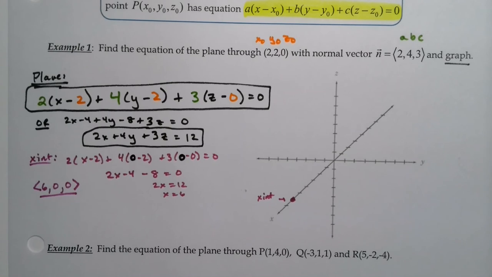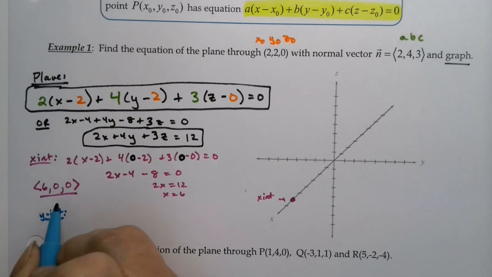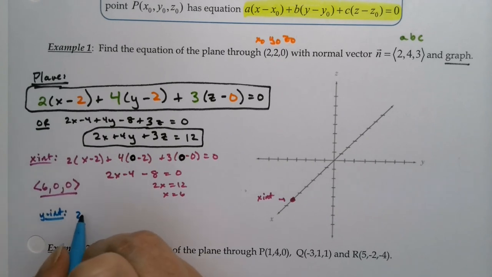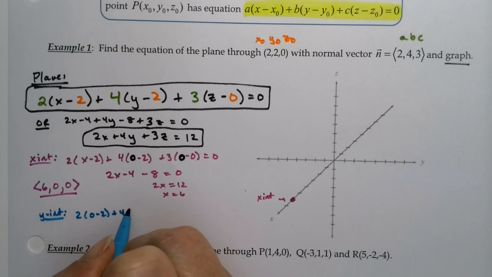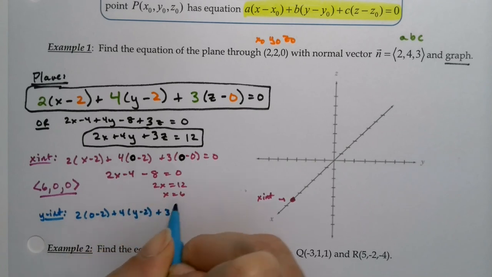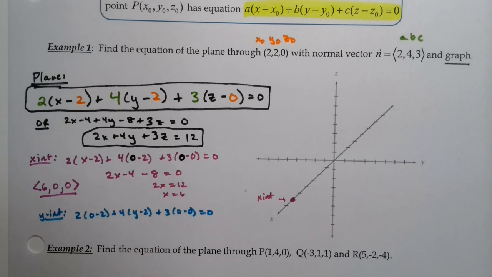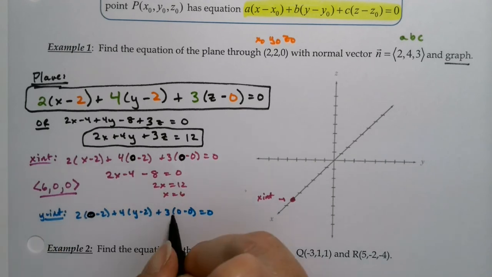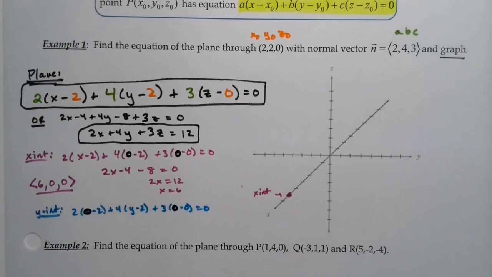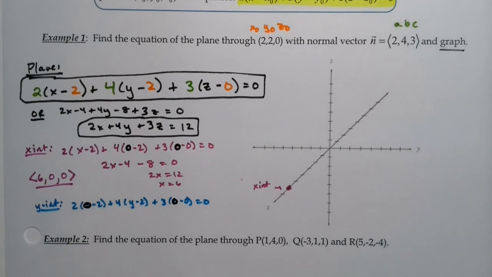Now, your y-intercept, let me change to a different color. The y-intercept will have x be 0 and z be 0. So it'll be 2 times 0 minus 2 plus 4 times y minus 2 plus 3 times 0 minus 0 equals 0. So you're putting in 0 here for the x and 0 here for the z. Well, that's 2 times negative 2, which is negative 4, plus 4y minus 12, and then that's 0 again, equals 0. So 4y equals, let's see, 12?